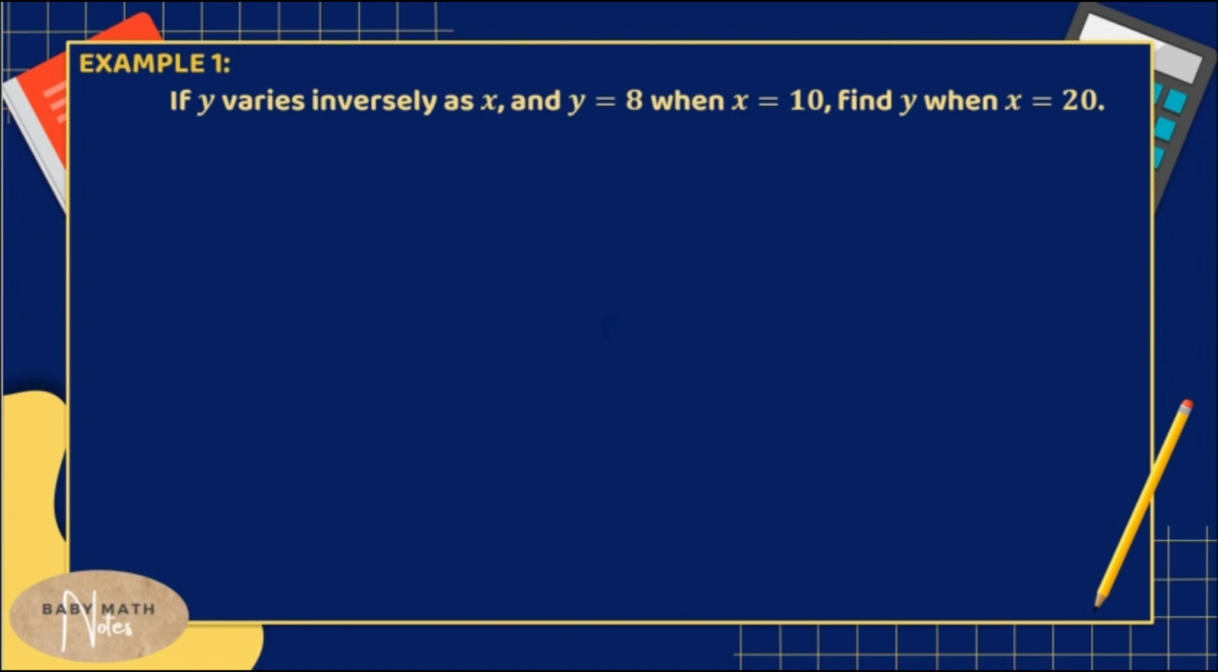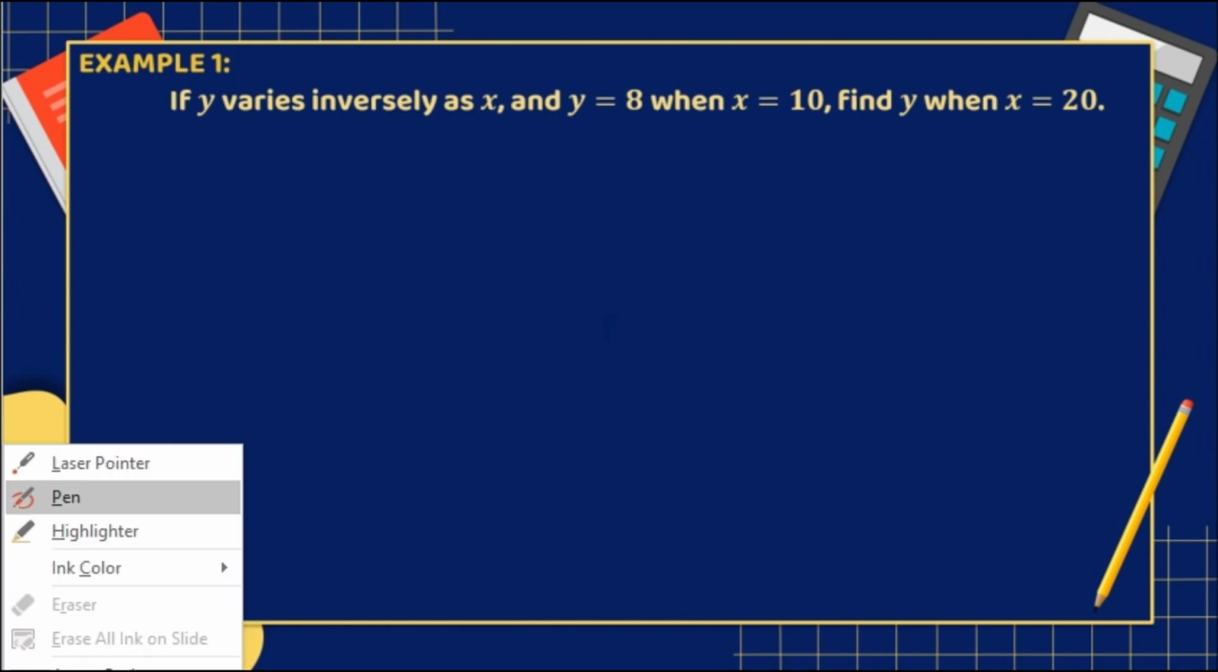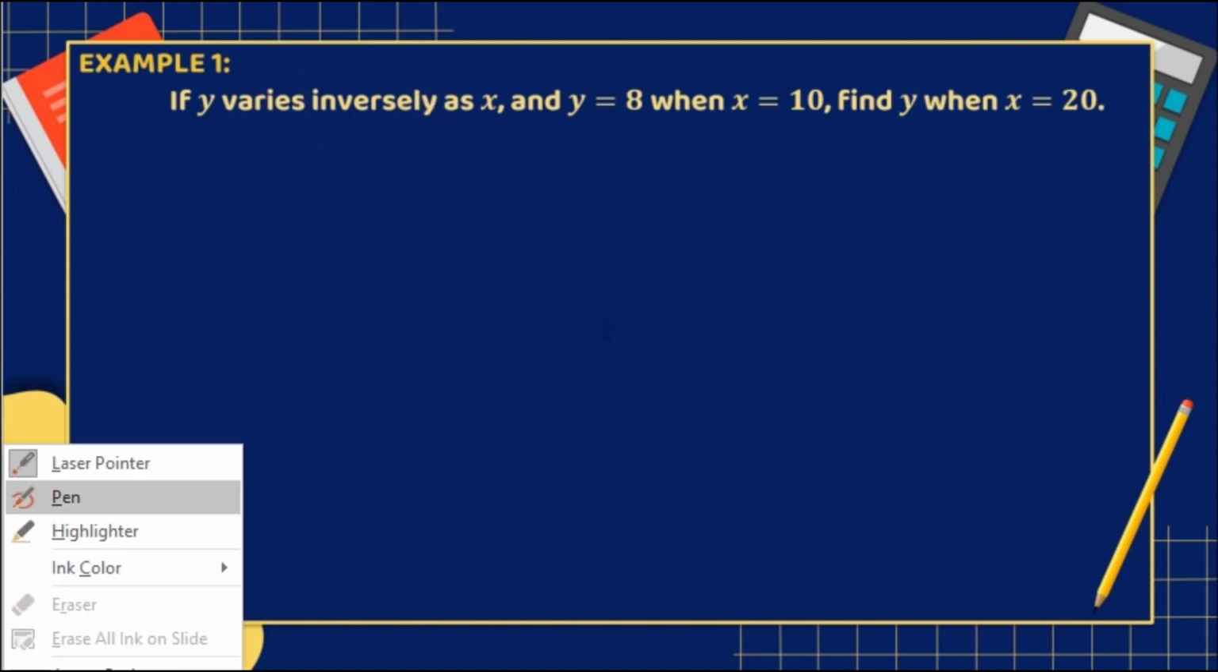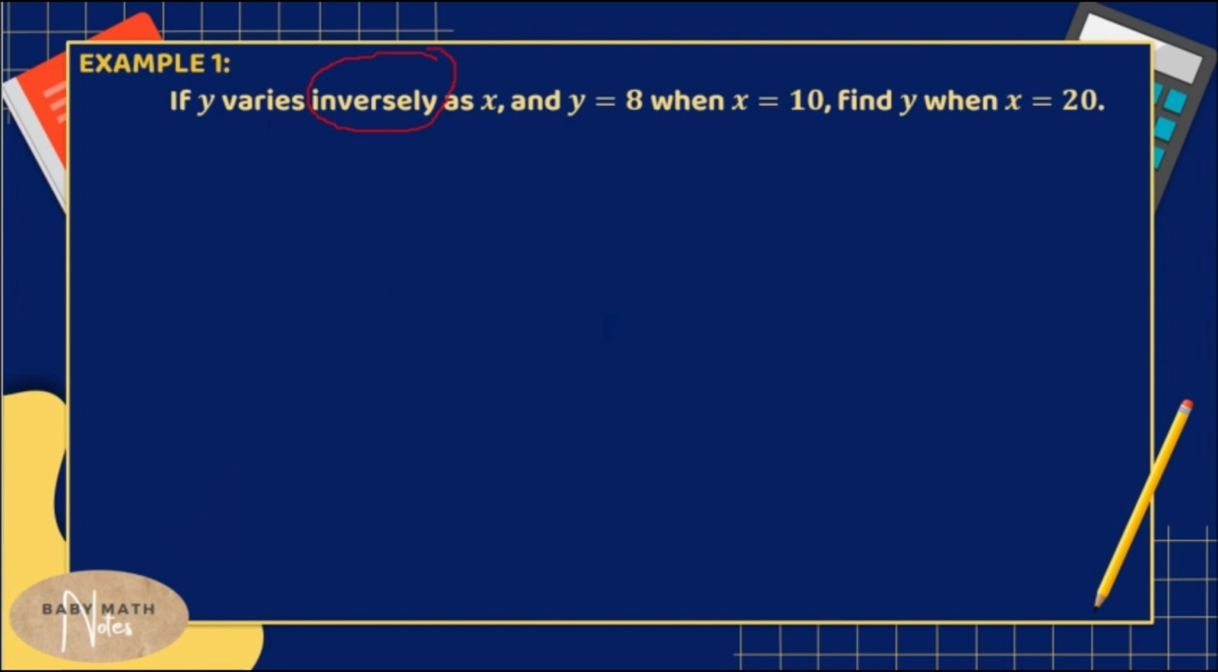If y varies inversely as x, and y is equal to 8 when x is equal to 10, find y when x is equal to 20. So ang involved natin dito na variation is inverse, since meron tayo ditong line na y varies inversely. So kapag may nabasa kayo na inversely, alam nyo na ang gagamitin natin ay inverse variation. And ang sabi dito, if y. So ang given na isang quantity natin is yung y and yung x. So yan ang involved na quantities natin.